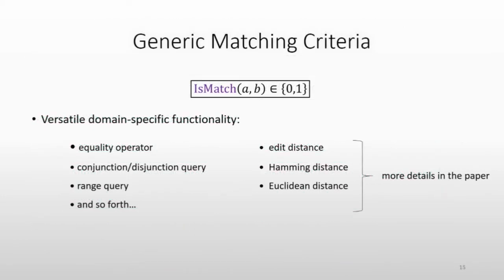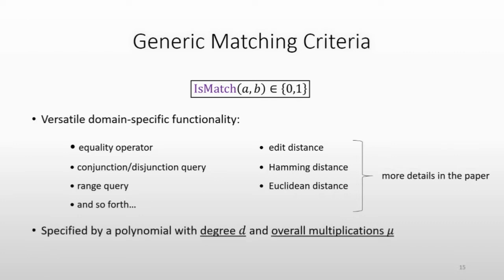The way that we model the matching criteria is by a function that we call isMatch that receives two elements and returns a binary result of whether those two elements are considered matching in the general settings of our problem. And it can have a versatile domain-specific functionality. I will not go into this; you can read more about it in the paper. But the only thing that is interesting for us is that it is modeled as a polynomial with degree d and overall multiplications mu.